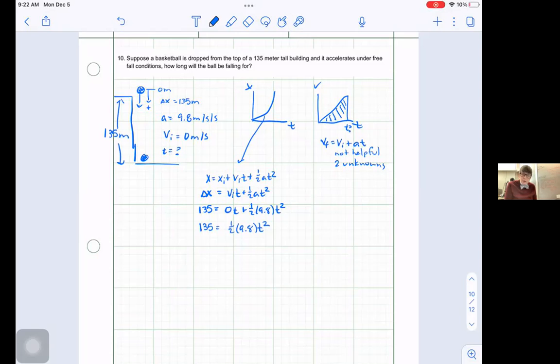I want to isolate the variable t. So I'm going to multiply both sides of the equation by 2. And then I'm going to divide by 9.8. And I'm left with t squared. Okay, now I'm going to do t is the square root of.